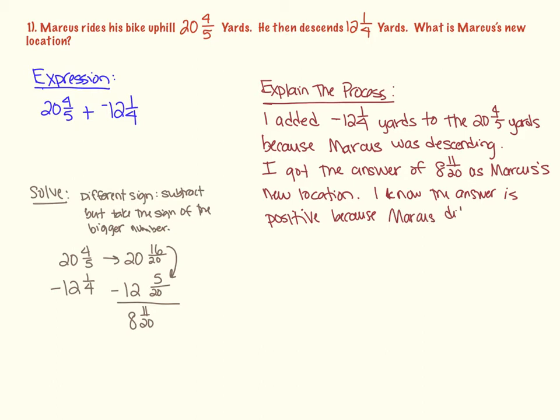Marcus didn't descend the total yards that he started with. Okay, so obviously 20 and 4/5 is further away from 0 than 12 and 1/4. So that's why our answer is going to be positive. Okay, let's move on.